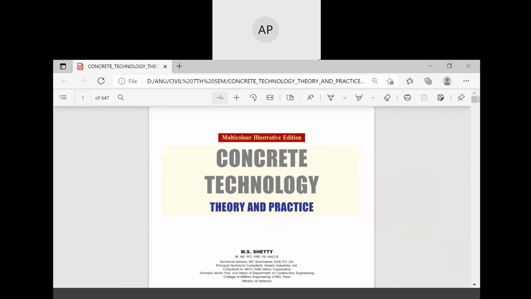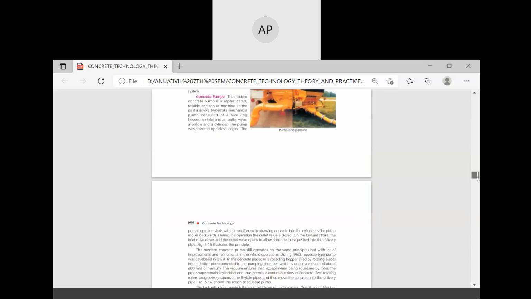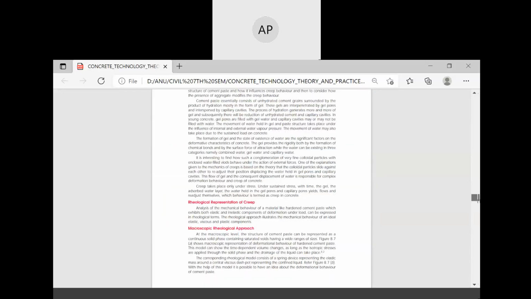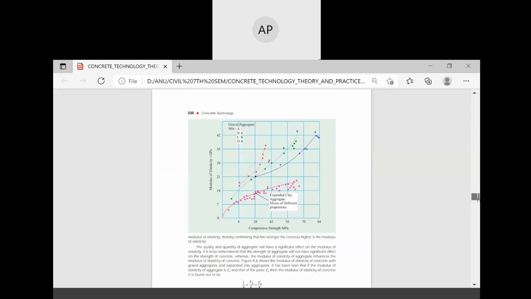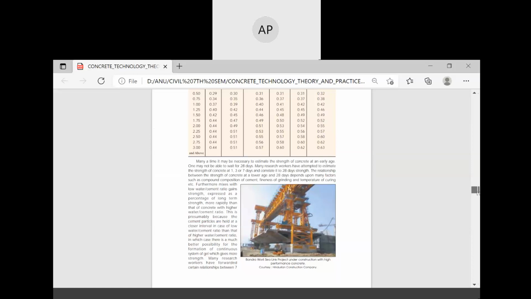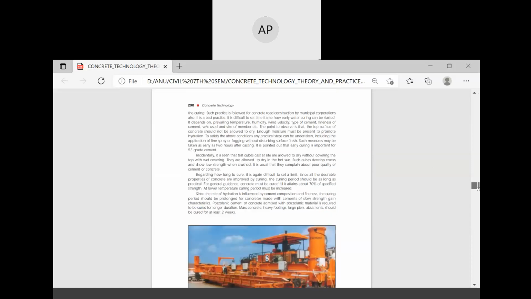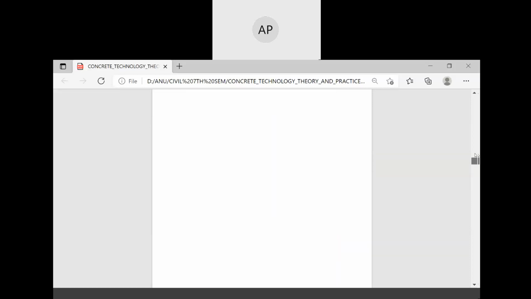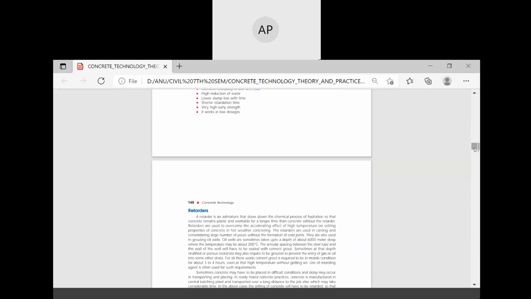Have you got the PDF files? Can you are you able to download the PDF file? Yes or no? Are you able to download the concrete technology book PDF files?